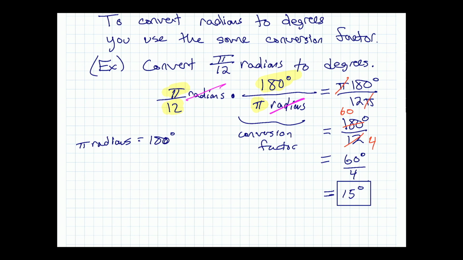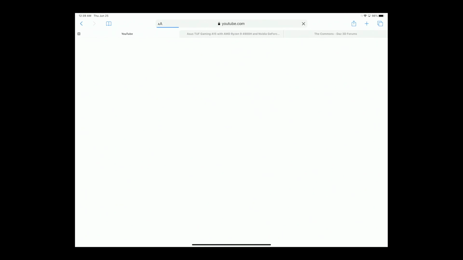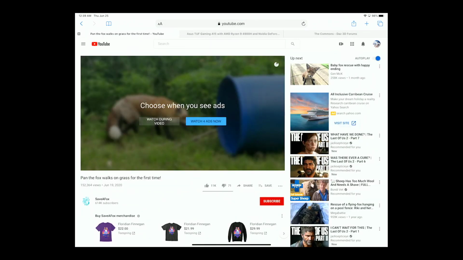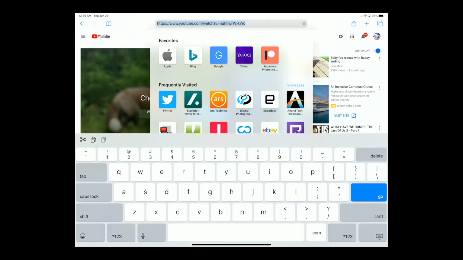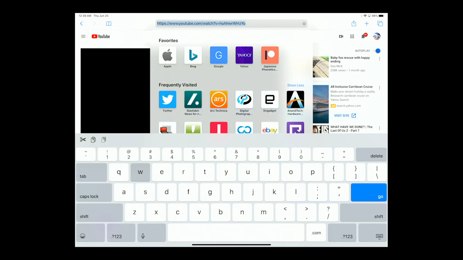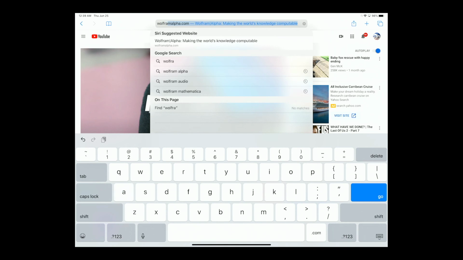Now, I'm going to try this. I'm still new to using an iPad for making these notes here, so let's hope for the best. Do this. We are in YouTube. We're watching videos of somebody who takes foxes and gives them a home. But that's not what we're trying to do. We're trying to go to Wolfram Alpha.